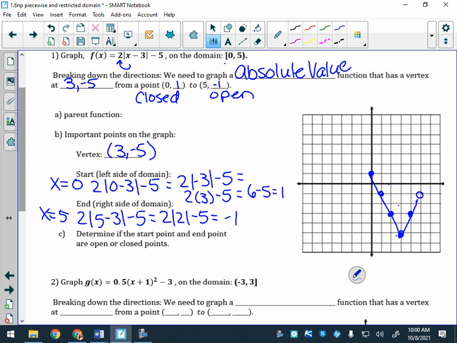Okay, here's an absolute value function on a restricted domain, from 0 to 5. If you don't remember the slope for absolute value only, we could plug in values between 0 and 5 to get a well-rounded graph, an exact graph. All right, let's try number 2.